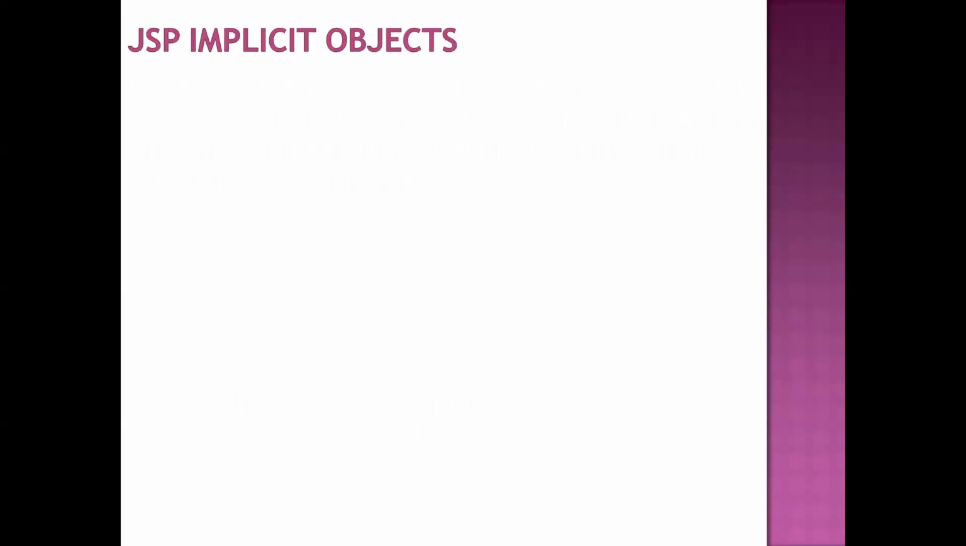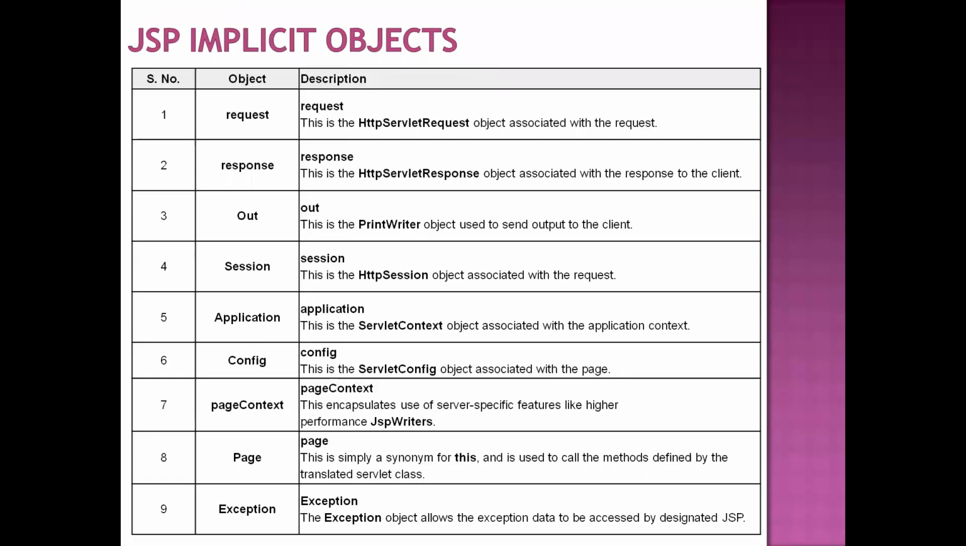Now see, in JSP, there is one facility: there are a few predefined variables. We can use those variables in our JSP page anywhere without declaring them. Those kinds of variables we call implicit objects. In JSP, we have 9 implicit objects. These 9 implicit objects we can directly access anywhere in the application without declaring them. That is the reason why these objects are called implicit objects. Let us see these objects one by one.